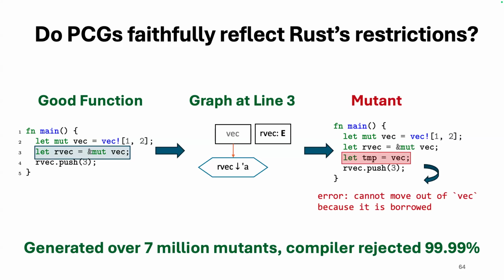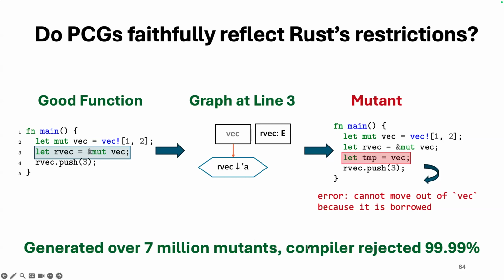Now, there was a very small number that the compiler actually accepted. And at a high level, the reason for this is that our analysis, this mutation testing, was not on source Rust. It was on MIR. So according to my understanding, the reason why the compiler rejected these is because some of the borrow checking logic is done at the source level.